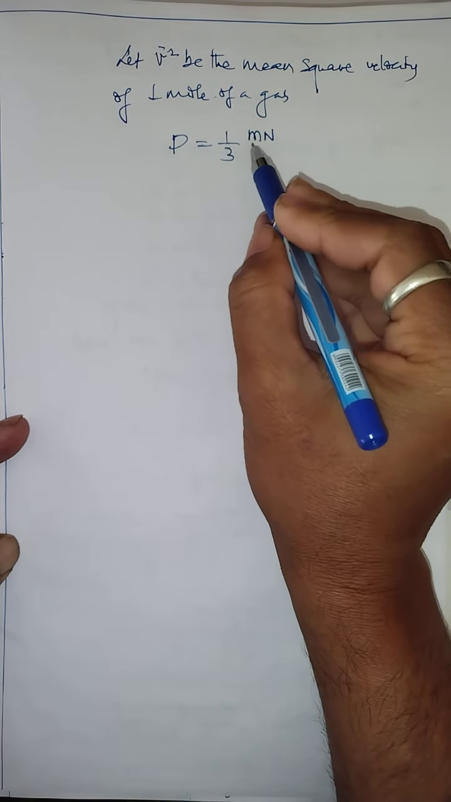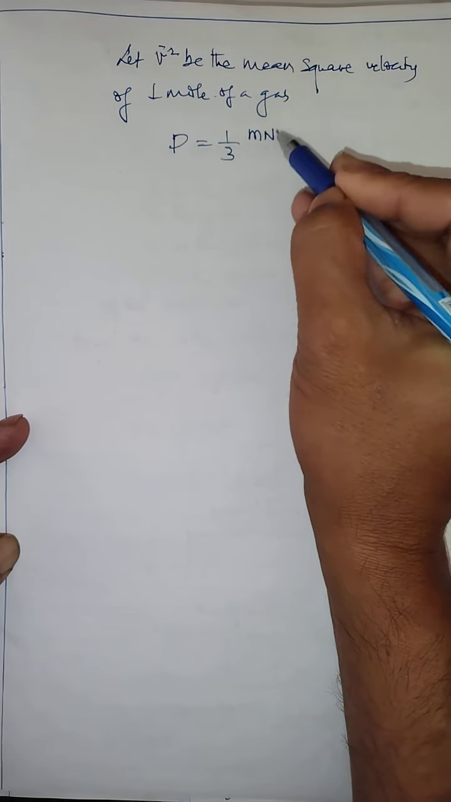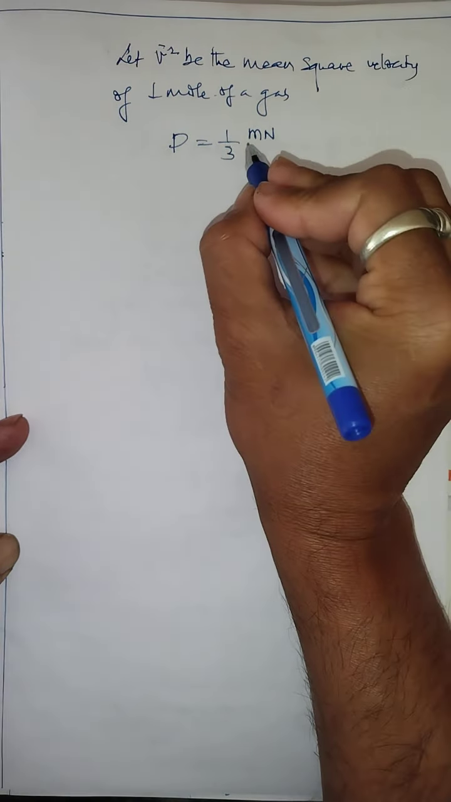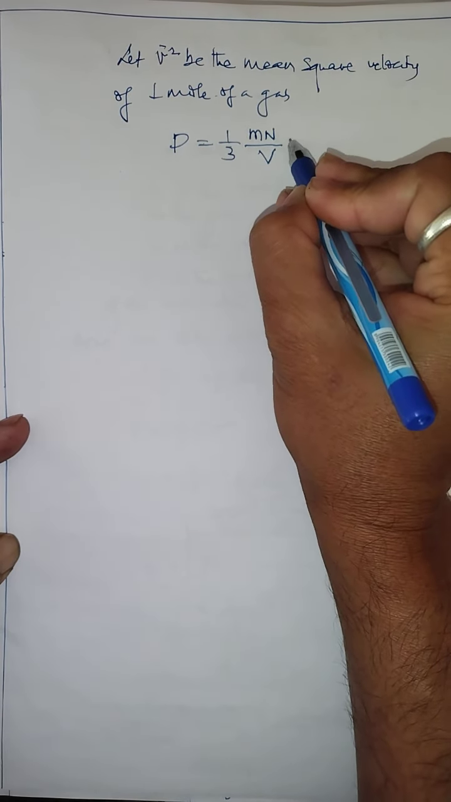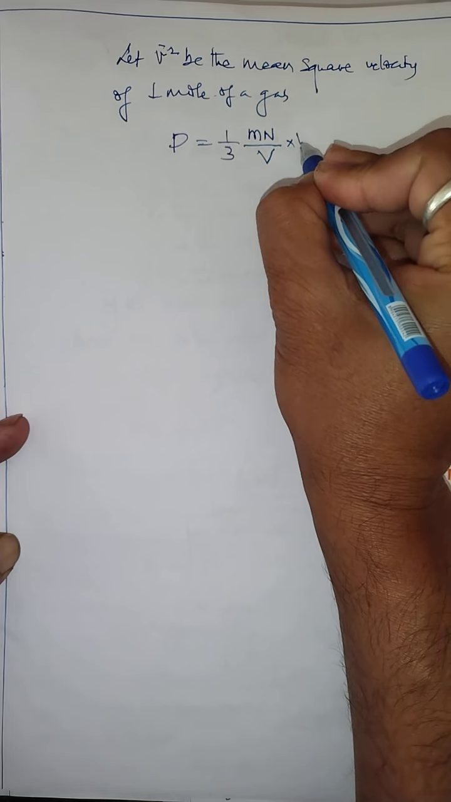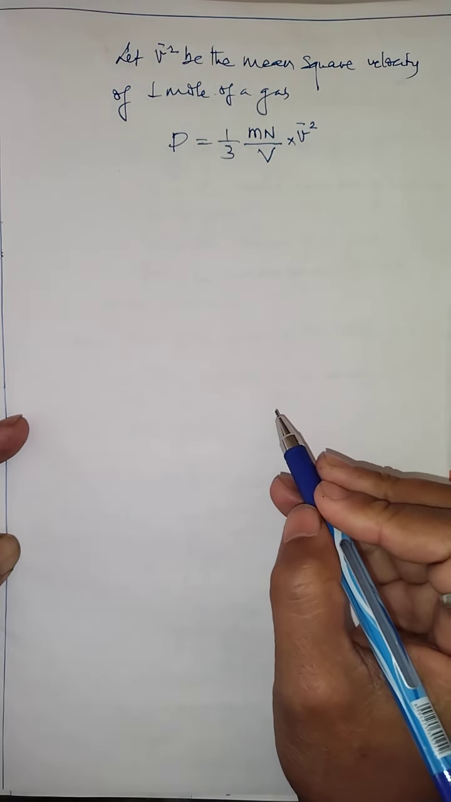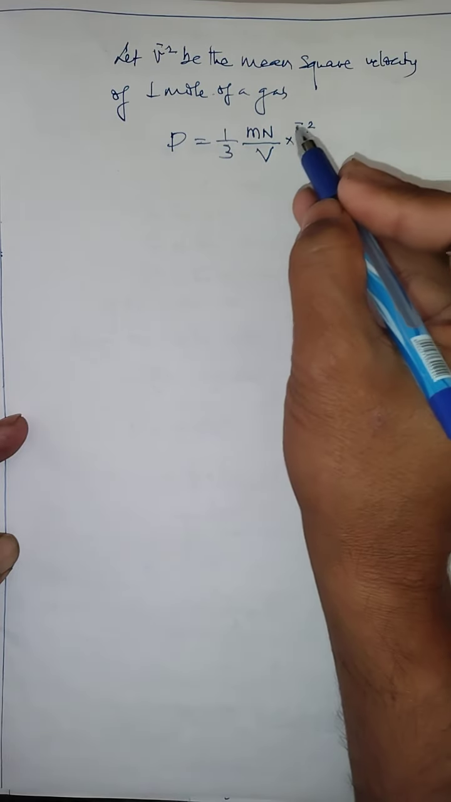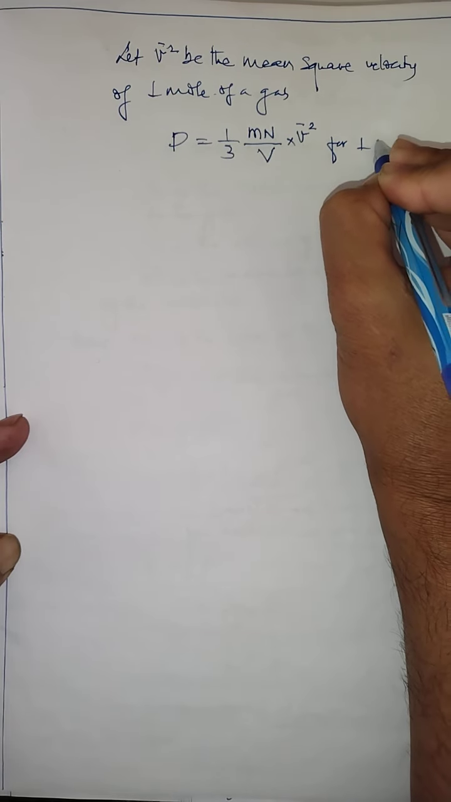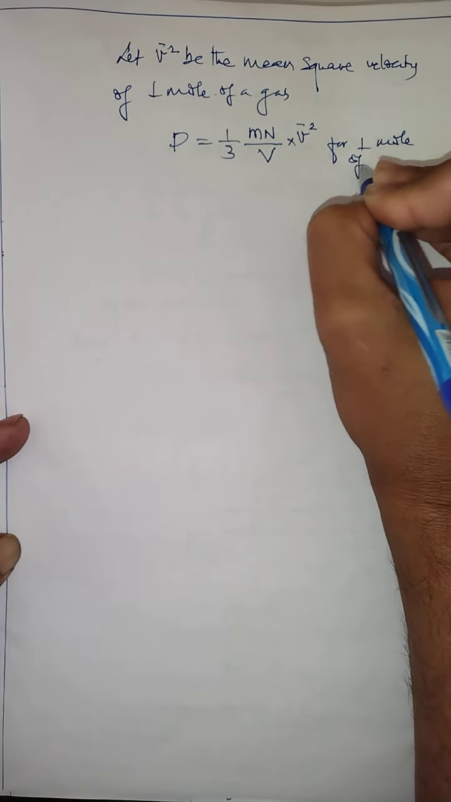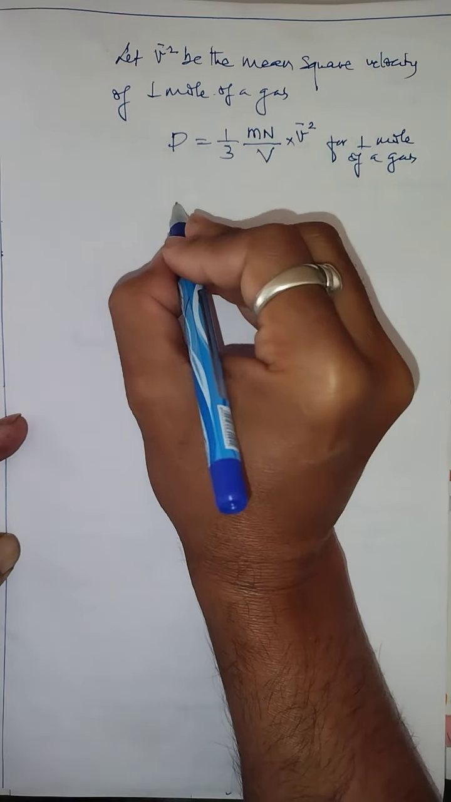So children, look at it. m into capital N is the mass of 1 mole of gas, where capital N is the Avogadro's number, divided by the volume of gas into the mean square speed or velocity. So this is an expression of pressure which can be written in terms of 1 mole of gas. So we are dealing with 1 mole of gas. What I do now is just cross multiply.